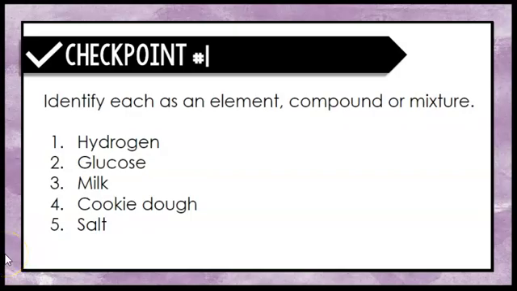Milk, on the other hand, has various different compositions. You can get whole milk, 1%, 2%, or fat-free, and that's just for dairy milk. So milk does not have a specific ratio, therefore it is a mixture. Cookie dough as well is a mixture because different people have different recipes for cookie dough. Plus, you can add different add-ins to it, like chocolate chips or nuts. Salt, on the other hand, is NaCl. It's one sodium and one chlorine, making it a compound.